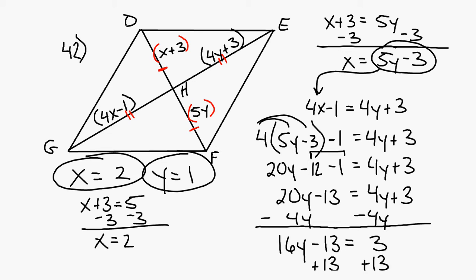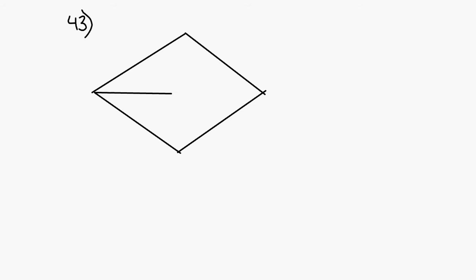All right, then you got 3 rhombus problems. And number 43, let's see, you got a rhombus there, and it's split in half. All right, in a rhombus, all the sides are parallel. I'm sorry, all the sides are congruent. In a rhombus, all the sides are congruent. Just think of a square that got pushed over a little bit. Okay?